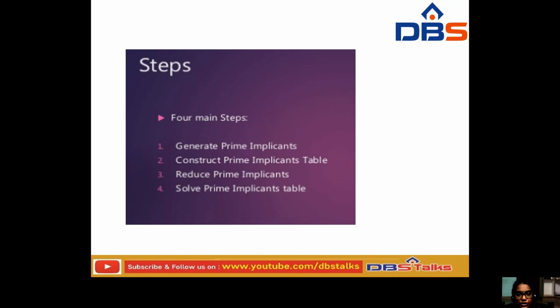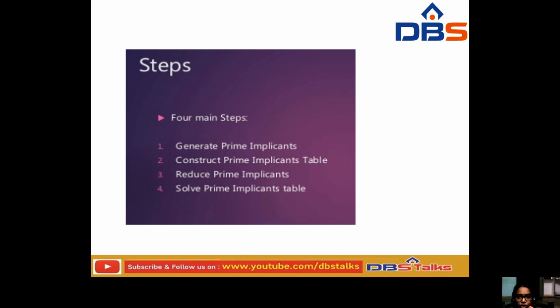See, these are the four main steps that each and every person who is going to implement this McCluskey method has to focus on. These are the four main steps that a person has to follow.